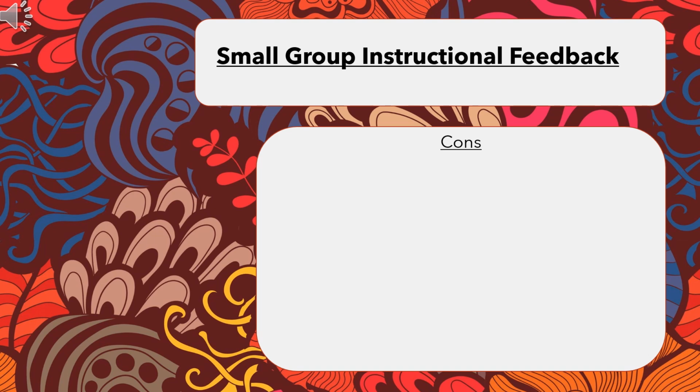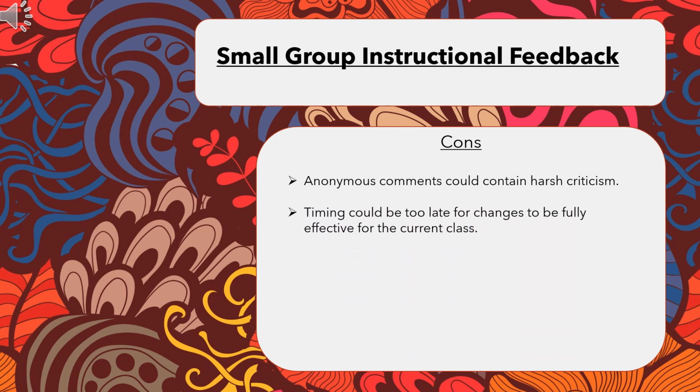Some of the disadvantages of the SGIF can include: the anonymous comments from your students could contain some harsh criticism. If you're early on in your career, that can be a little hard to take. Depending on when you run this, the timing could be too late for the changes to be fully effective for the current class, but over time it will benefit future classes taking the same course.